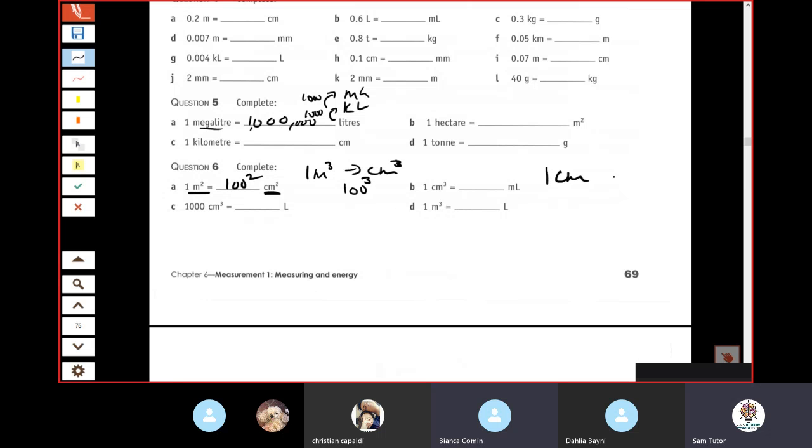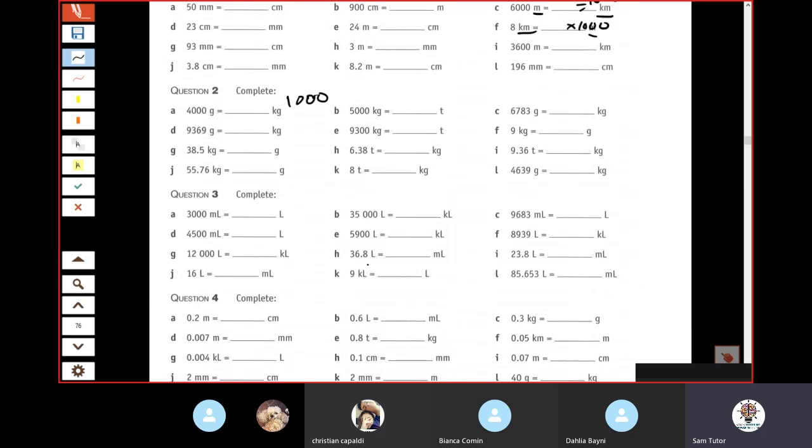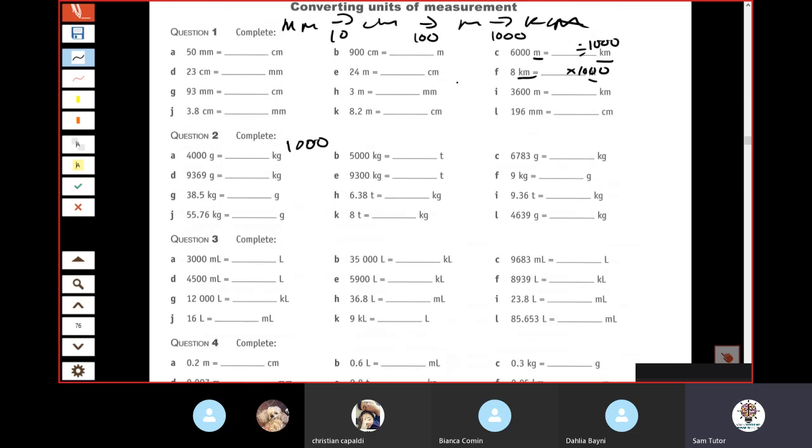If I ask you to go from 1 centimeter squared to 1 kilometer squared, again, you go from 1 centimeter squared to a meter squared, then to a kilometer squared. Small to big, you're going to divide by 100 squared, and then again, small to big, 1,000 squared. All good? So if it's area, it's squared. If it's volume, it's cubed. If it's normal distances that you've been doing here, then it's just 10, 100, 1,000, whatever.